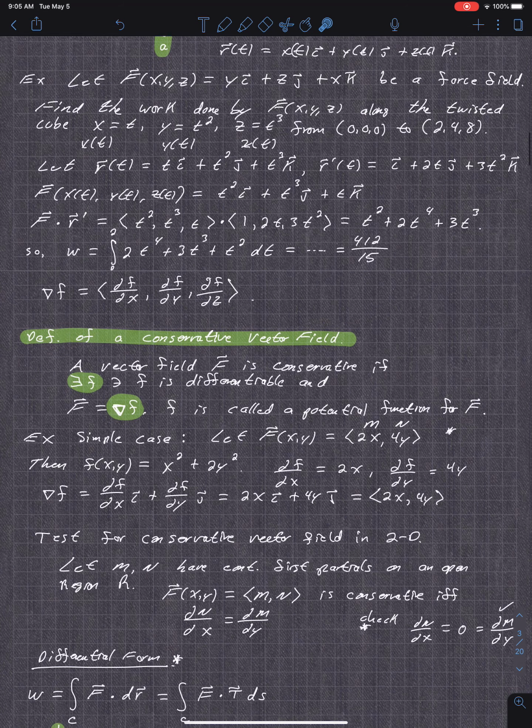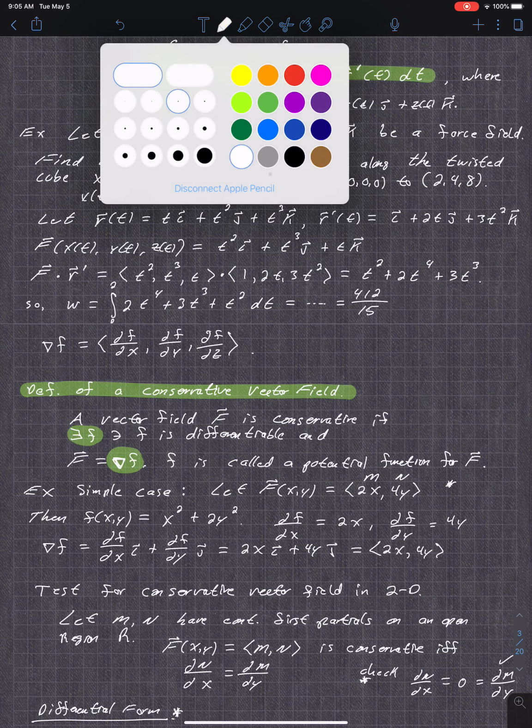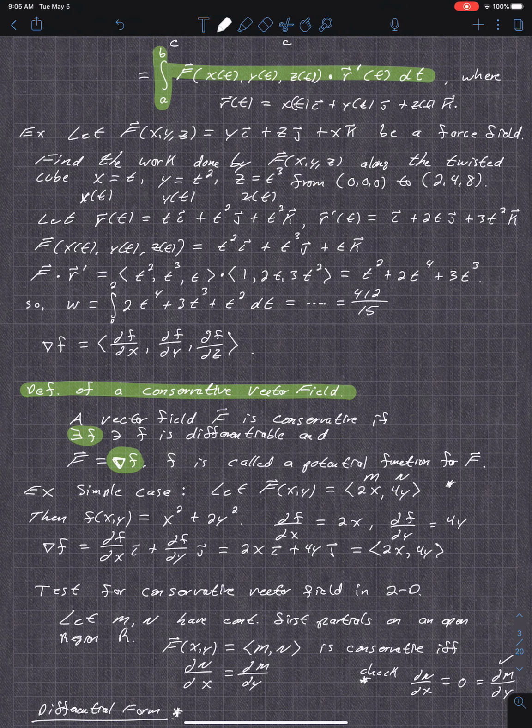So let's take a look at this example. Let F of x, y, z be y, z, x, be a force field. Find the work done by F of x, y, z along the twisted cube. Now, you don't have to actually know what the twisted cube looks like. You could graph it parametrically. You could get a graphing utility or something. Check that out. You don't really have to know.